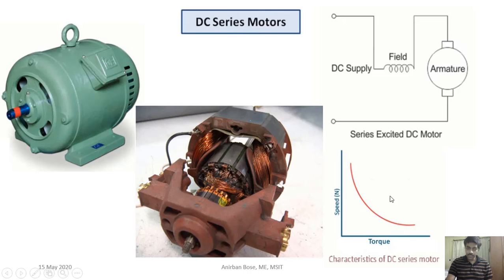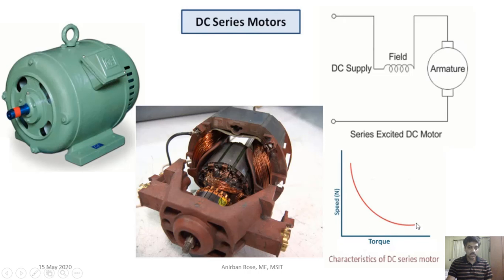Here you can see the speed torque characteristic curve, and the specialty that you can see in the DC series motor is that even at a very low speed you can see high torque. It can take very high torque. That means it can take a high initial starting torque.